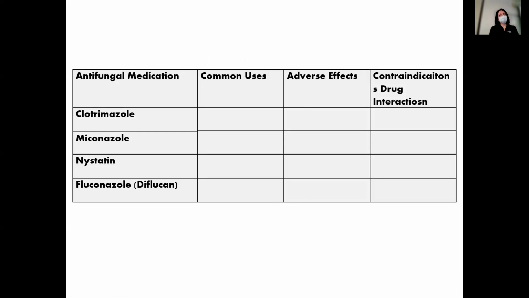This is not as much information, but know how these medications work, especially Nystatin, which is the biggest one that you'll probably see in practice, and then the miconazole. Those can be used in.